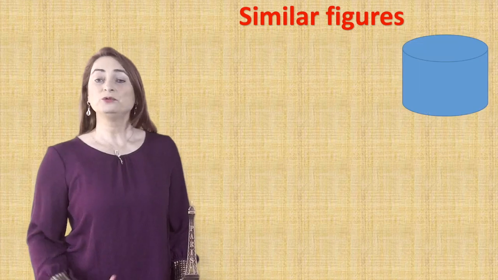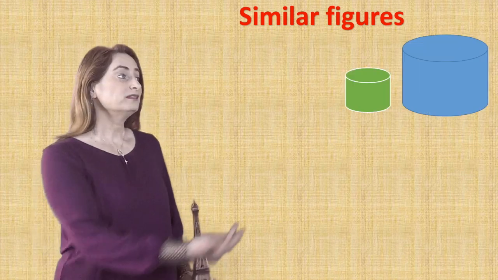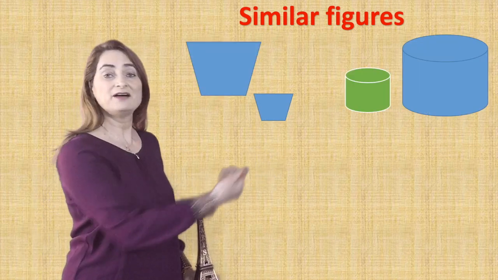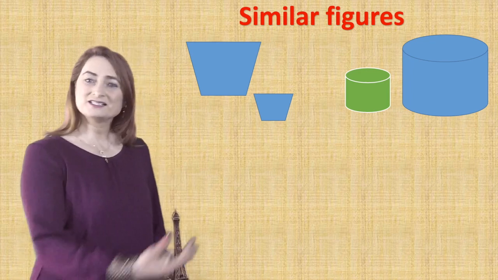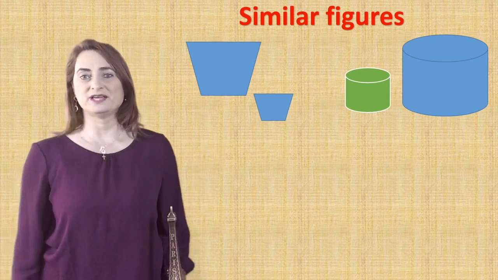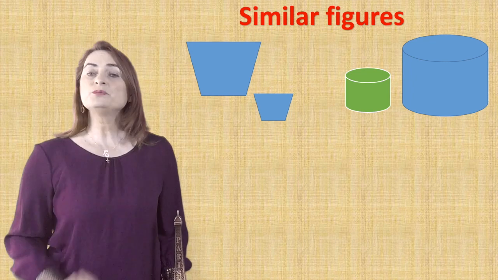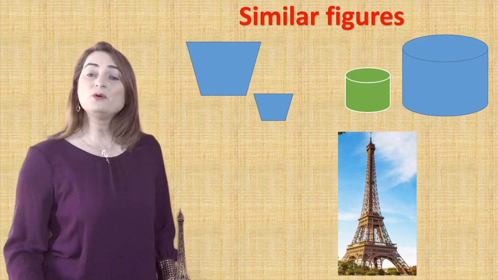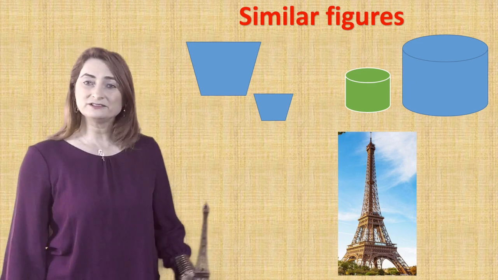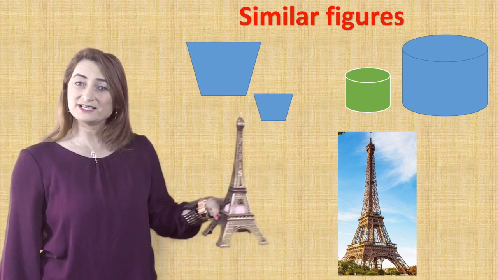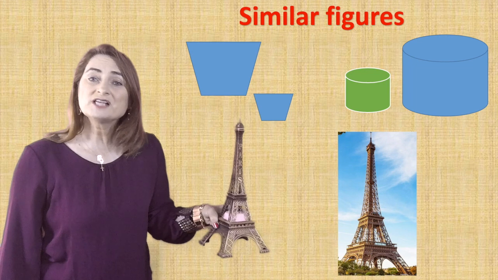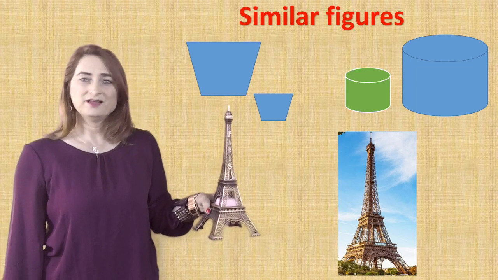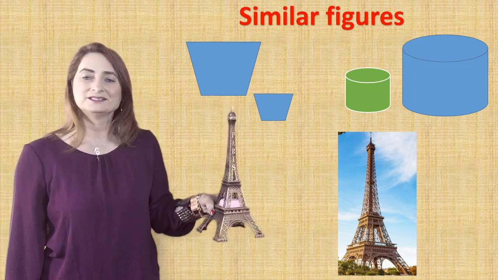We already talked about similar figures, and we know similar figures are objects that have the same shape but different sizes, and those are two examples of that. But the most important thing about similar figures, just like this Eiffel Tower, if I want to make a replica of this Eiffel Tower for them to be similar, all sides have to be proportional. Otherwise, it won't be similar.